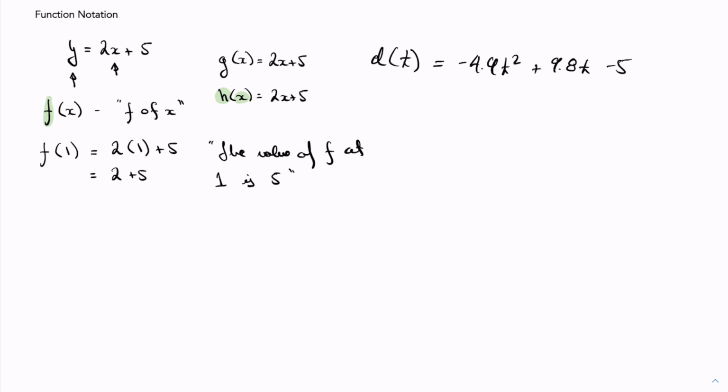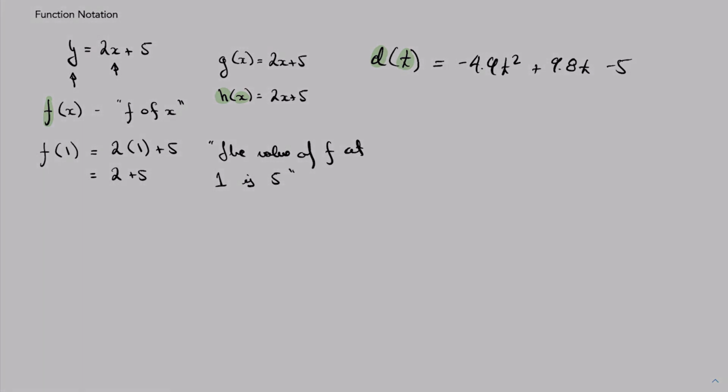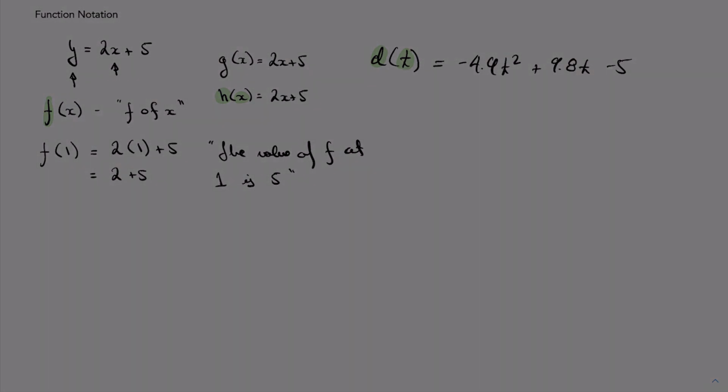So function notation is just a way to write a function in a concise way that shows the dependency of one variable, let's say d in this case, on another. Okay, you'll be using this pretty much from here on in for the rest of your mathematical career. Everything is basically seen as a function for the most part.